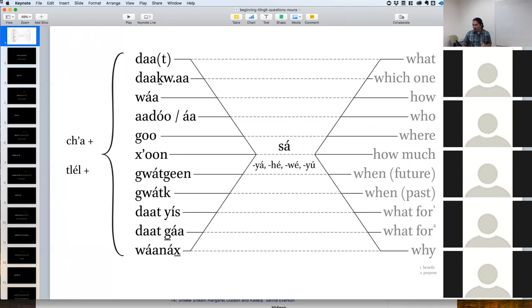Right. So then the where is this one right here. This one is slightly different because it likes to have a suffix on it. Not all the time, but most times. So you might hear people say guksa. Guksa. Where is it located?